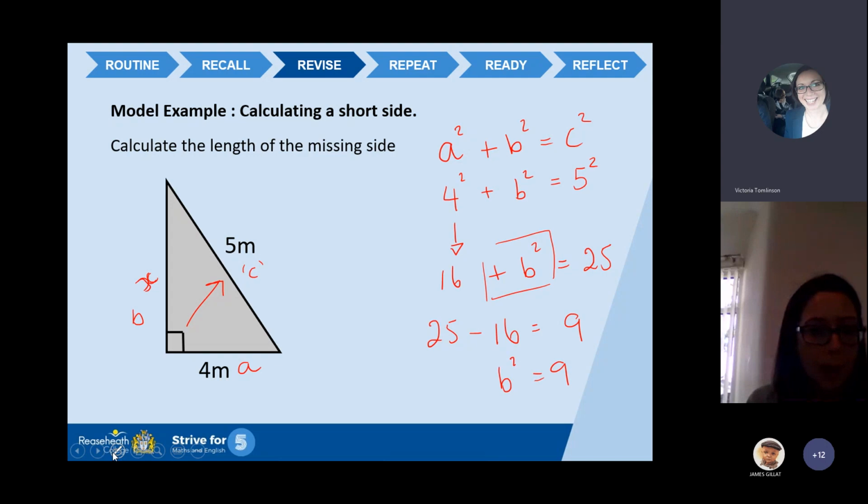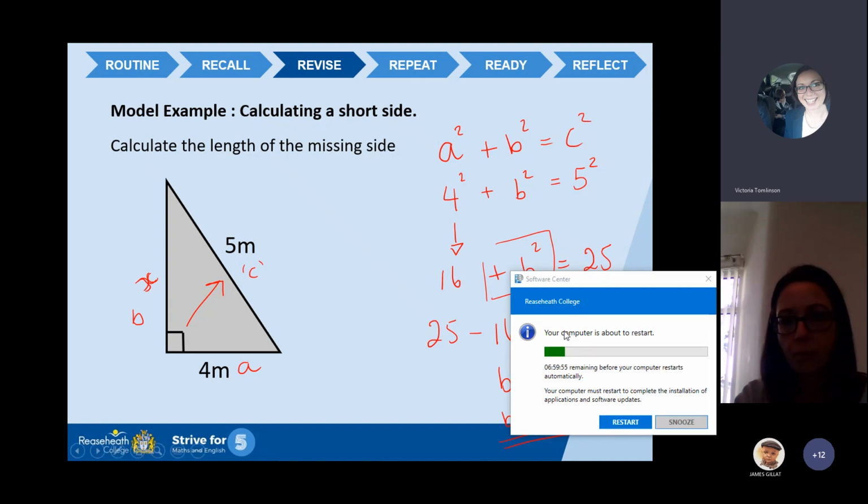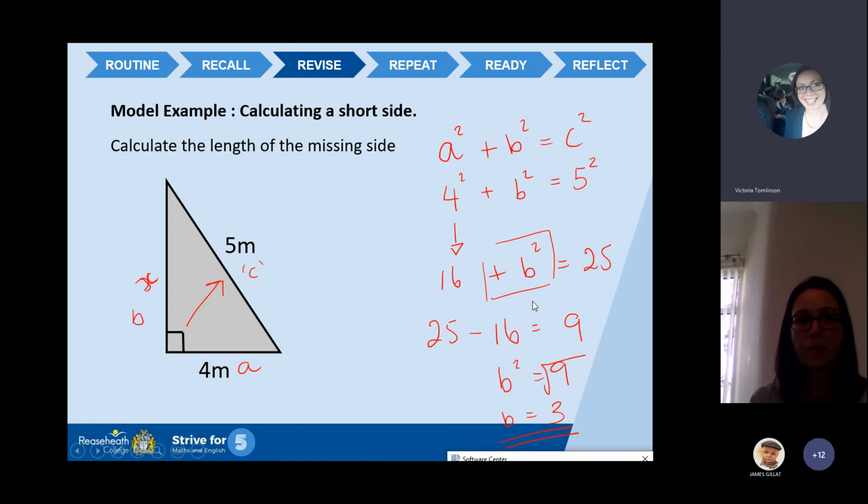Don't forget we need to get it back to the squared number originally. So same as before, you need to square root it. 3. So B is equal to 3. Yes. So the only difference is that before we added them, and this time we're going to take them away. So let's do another.